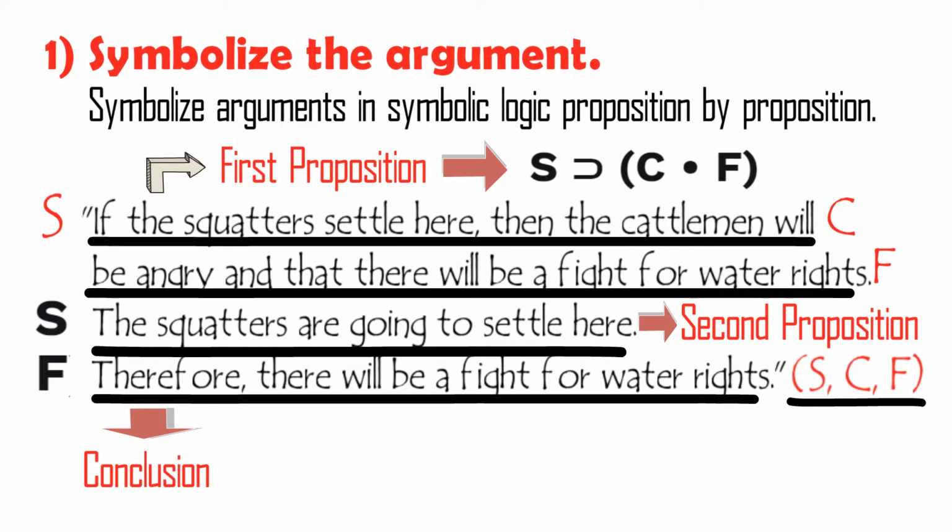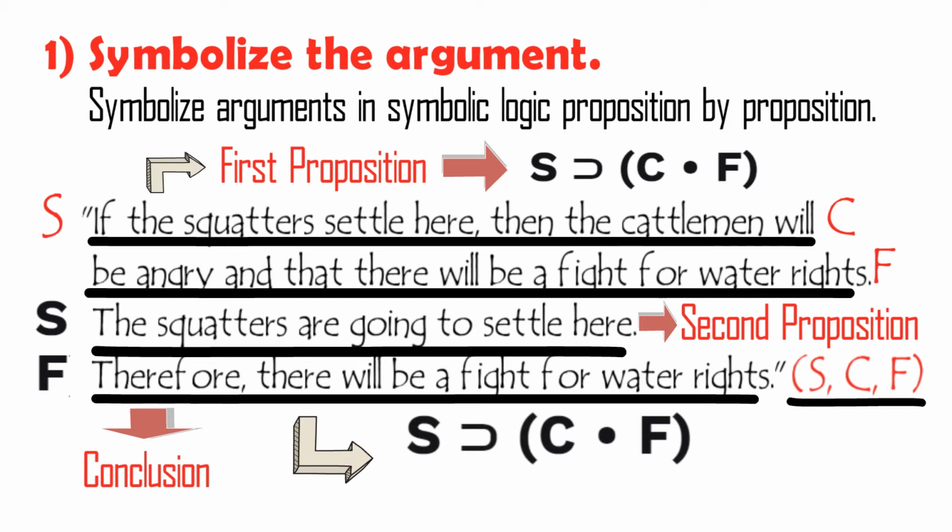At the end of it all, the argument, if the squatters settle here, then the cattleman will be angry and there will be a fight for water rights. The squatters are going to settle here. Therefore, there will be a fight for water rights. S, C, F is symbolized as follows: S, then C and F. S, therefore, F.